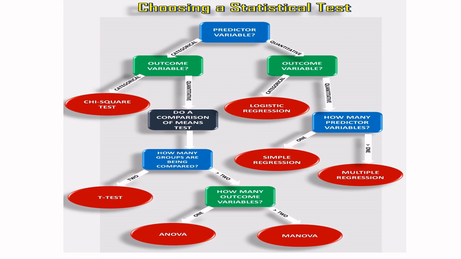Then comes the quantitative, that means quantifiable items, items expressed in terms of numbers. Outcome variable, categorical or quantitative. If it is categorical, which is very rare, then go for logistic regression. If it is quantitative, again check the predictor variable. If it is 1, simple regression. If it is more than 1, go for multiple regression. So this is based on the categorical and quantitative data.